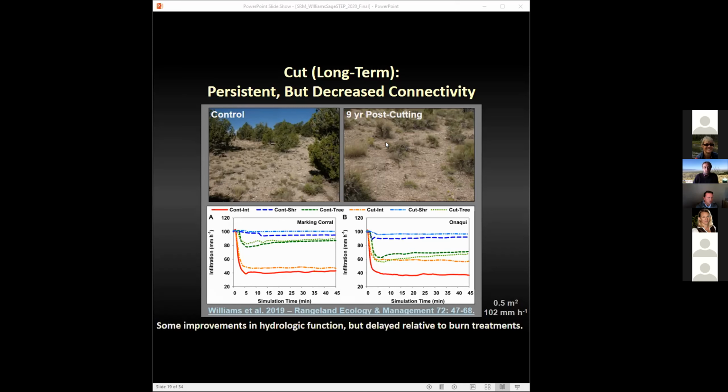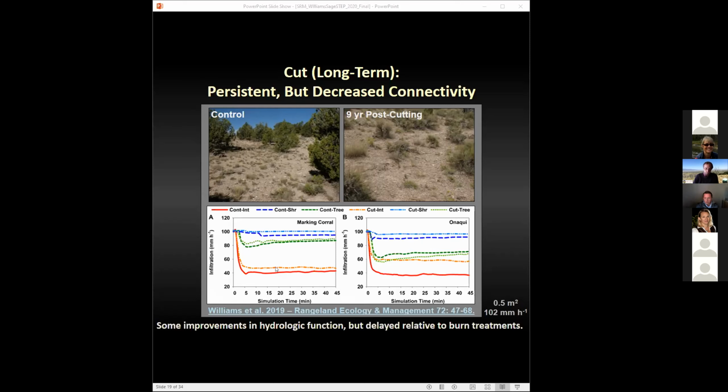We can see infiltration curves for Marking Corral and Oniki in the graphs slide. And then we can focus on the red and orange lines in both graphs. The left graph is Marking Corral and the right is for the Oniki site. This is infiltration, again measured on small plots. The orange lines are infiltration rates for interspaces in the cut treatment, and then the solid red lines are interspaces within the control. And so there's some slight increases in infiltration.